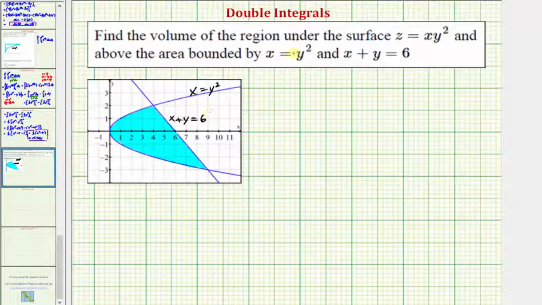So the bounded area we're concerned about is this area here in the xy plane, so we're looking for the volume below the surface above this area here. Let's look at this in 3 dimensions before we set this up.